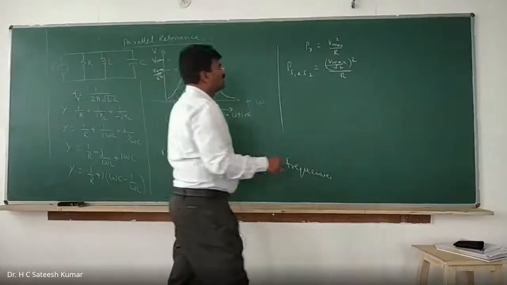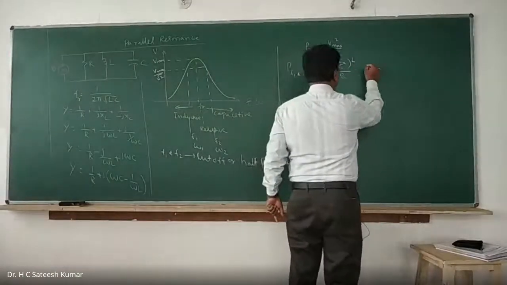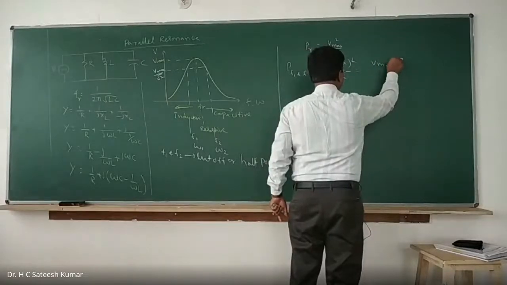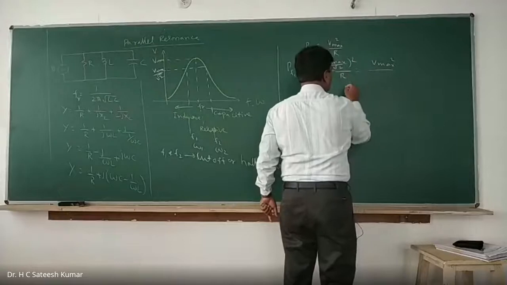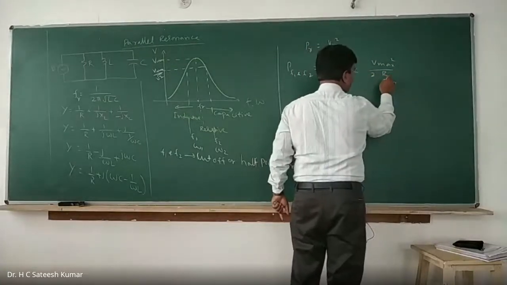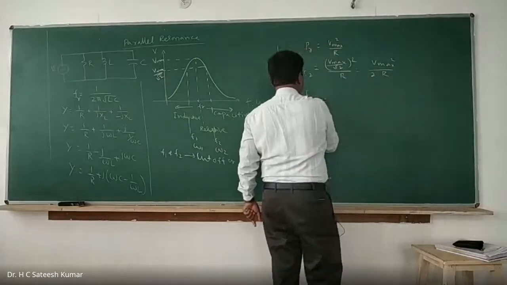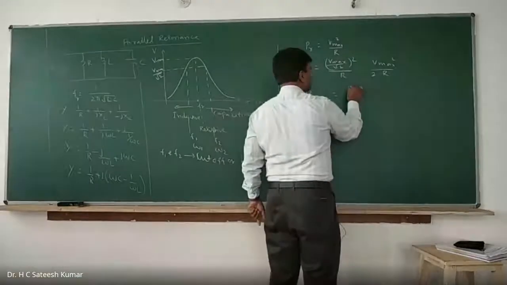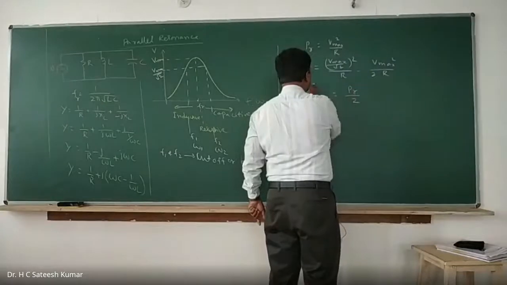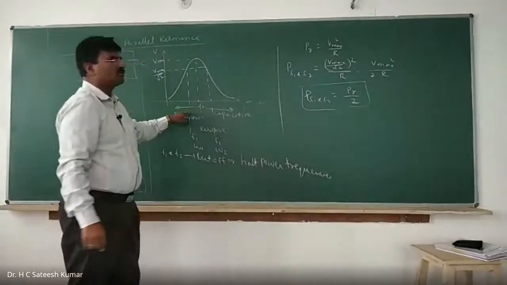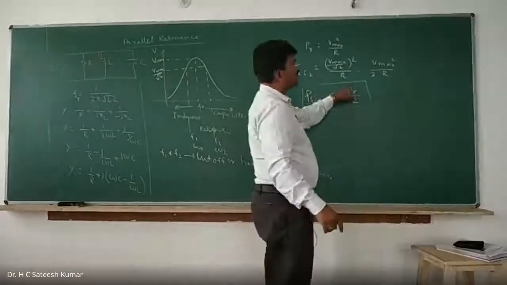So therefore, we write V max squared as it is, divided by root 2 squared, which is 2, that is 2R. V max squared divided by R is nothing but the power at resonance. Therefore, power at F1 and F2 is half of the power at resonance.